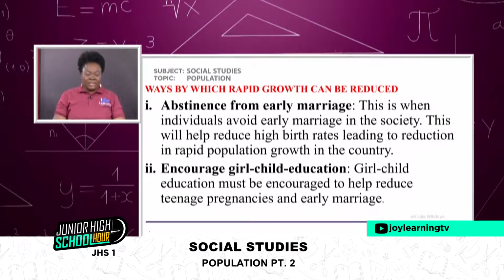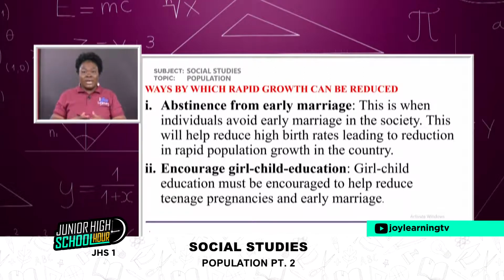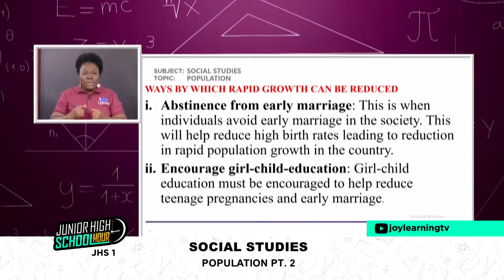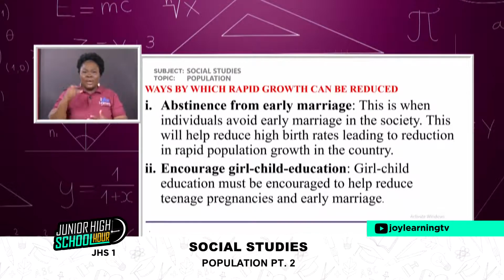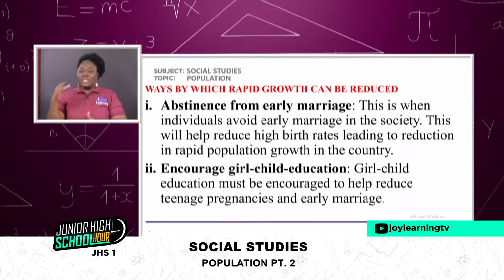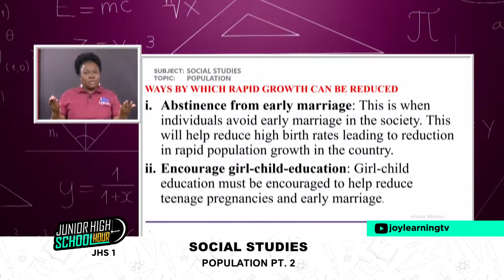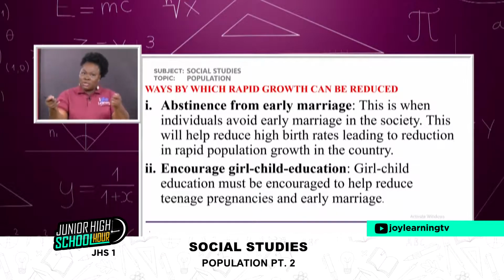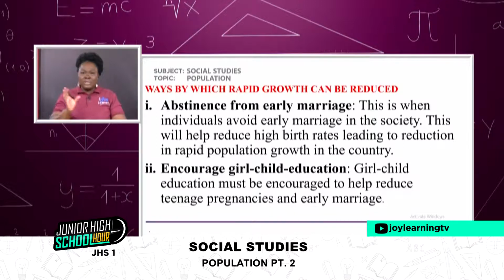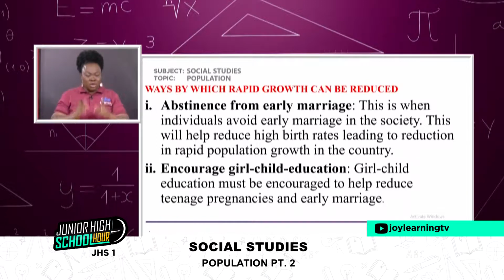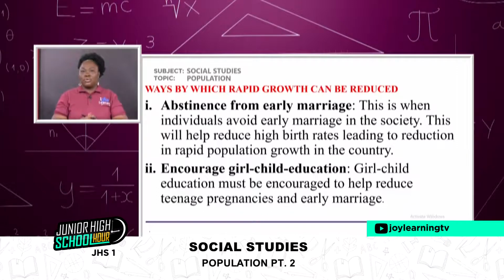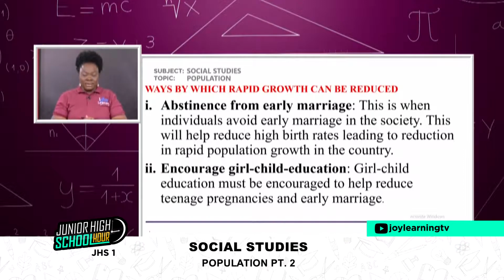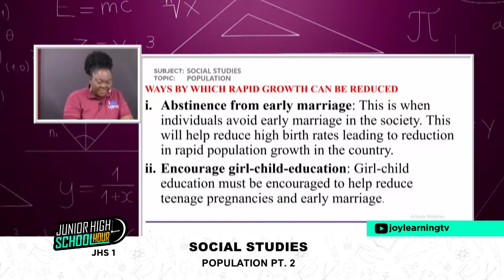2, encourage girl-child education. When girls are educated, girls are able to hold themselves because they know that if I go to school and I become a nurse, a teacher, a lawyer, and I am paid well, why then should I go around extorting money from men? You would never do that. But if you don't learn hard, you end up not going to school and then you enter marriage very early. So girl-child education must be encouraged to help reduce teenage pregnancies and early marriages.